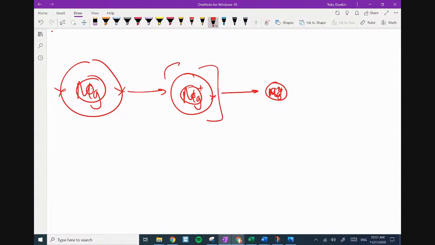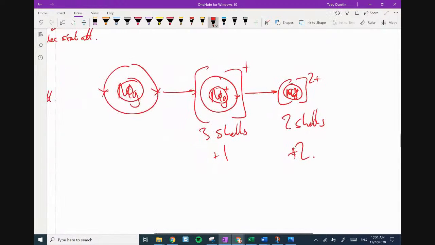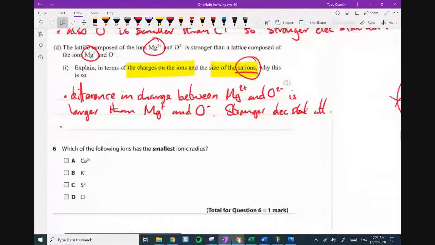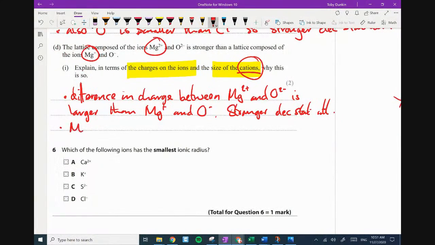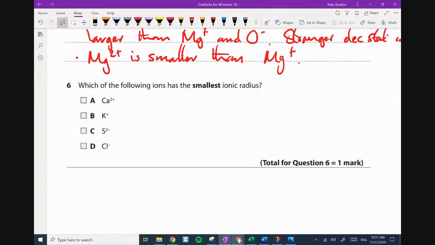That there still has 3 shells and is plus 1. 3 shells plus 1. This is now 2 shells plus 2. That's way smaller. Way smaller. Holy mackerel. So then we're just going to state, nice and easy, Mg2+ is smaller than Mg1+.